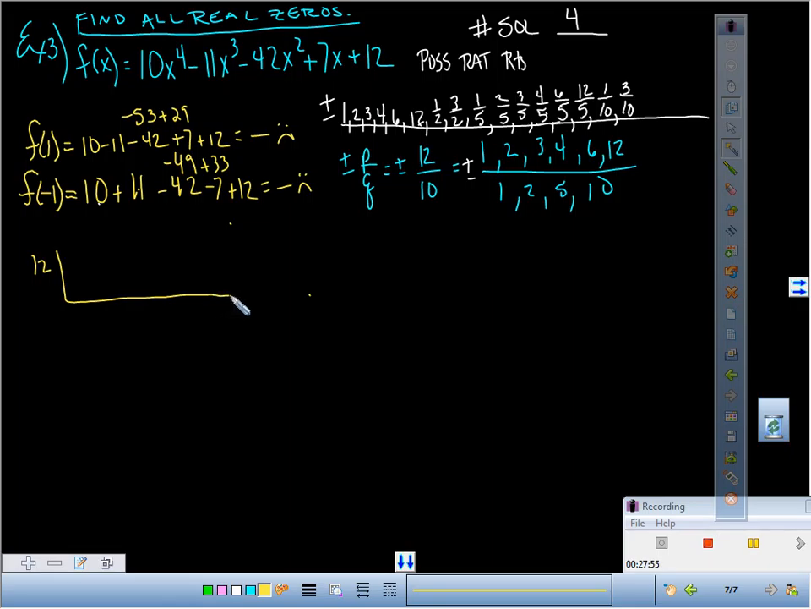You better write small, people. We're going to be guessing for a while. 10, negative 11, negative 42, 7, and 12. Bring down the 10. 10 times 12 is 120. Subtract 11 and I get 109. This is huge, people. You're going to have a big positive number there.